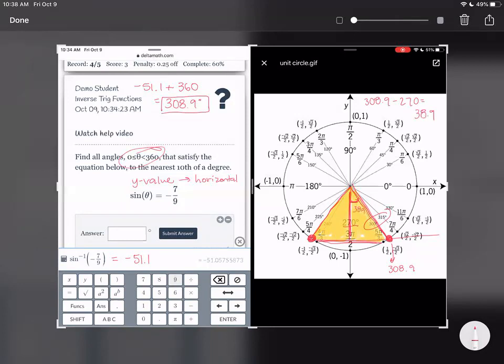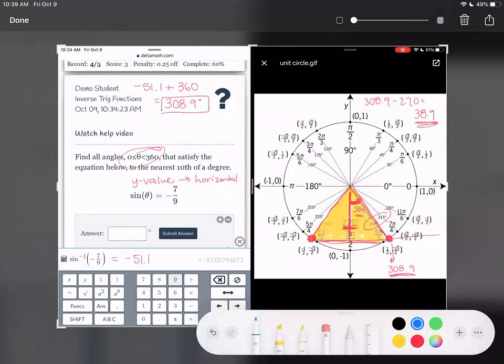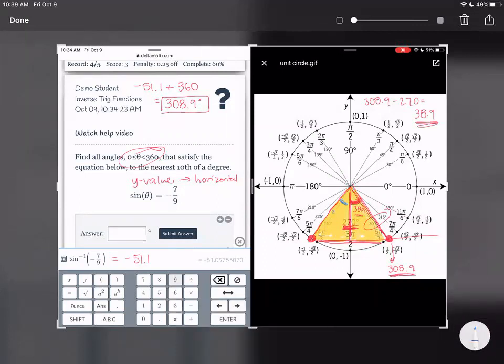Okay, so what I was trying to say was you find this angle right here by subtracting the 308.9 and the 270, because this one's 270 and this one's 308.9. If you want to find the angle between them, you subtract. So I subtracted and got 38.9, and I labeled it right over here, 38.9. So if that one is 38.9, then this one must also be 38.9.